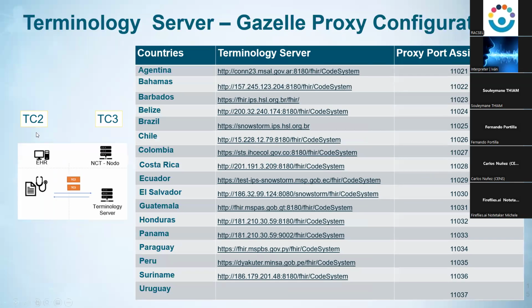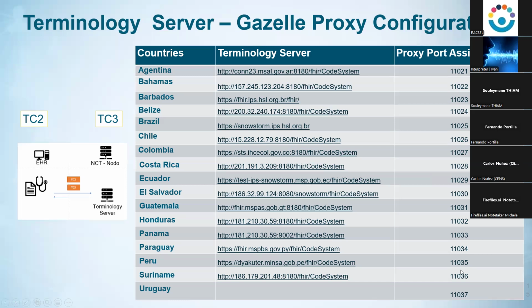For test case number 2 and test case number 3, you will test the terminology server, the ITI-101. For this test, we received the terminology server of each country, Argentina, Bahamas and all the countries except Uruguay. We'll check afterwards what happened with Uruguay. But we received all of these terminology servers. For each country, we also assigned a proxy port.